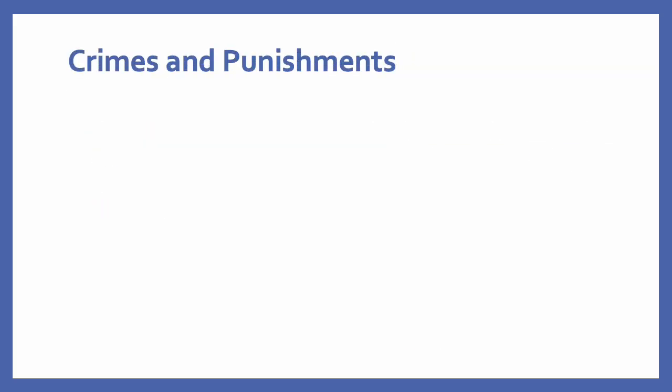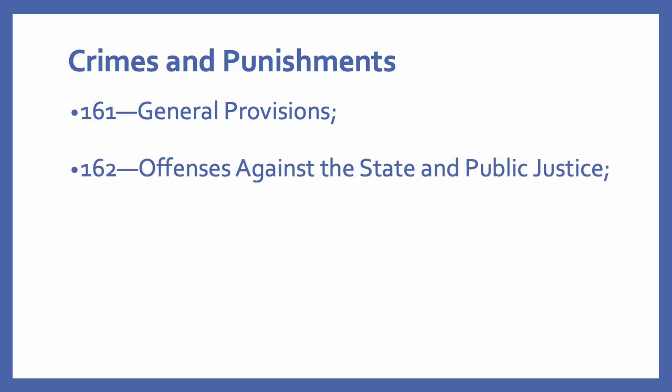These are different chapters of the Oregon Revised Statutes that speak to different crimes and their punishments. Chapter 161 talks about general provisions, explaining some terms, and disposition of youth. This area also discusses offenses against the state and public justice, such as false swearing, escape, obstructing justice.